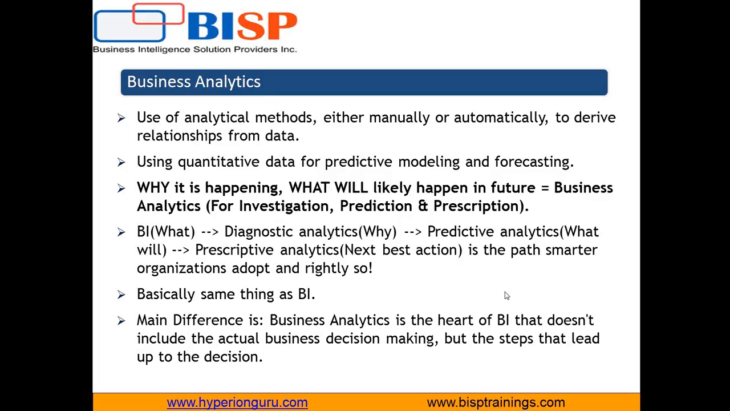But analytic methods are there, manually or automatically, so that you can see what kind of relationships can be formed within data. You can use quantitative data for predictive modeling and forecasting. You have a lot of tools for doing predictive work and for forecasting the future. For example, the best example for forecasting is weather forecasting. Your MET department always does a forecast.